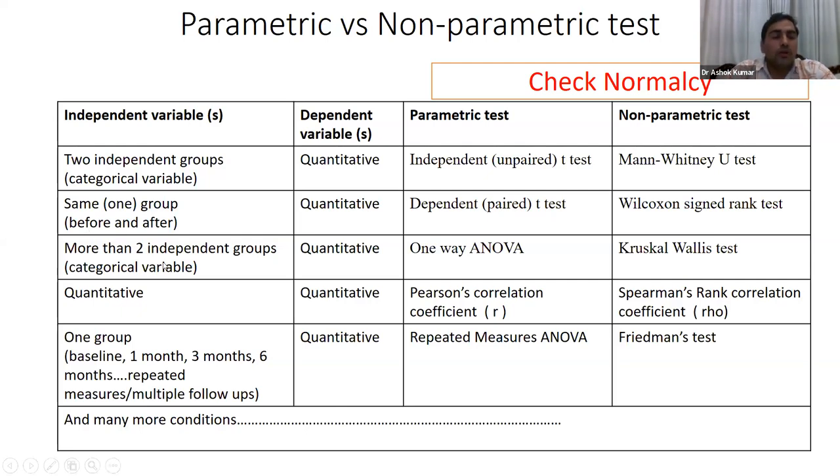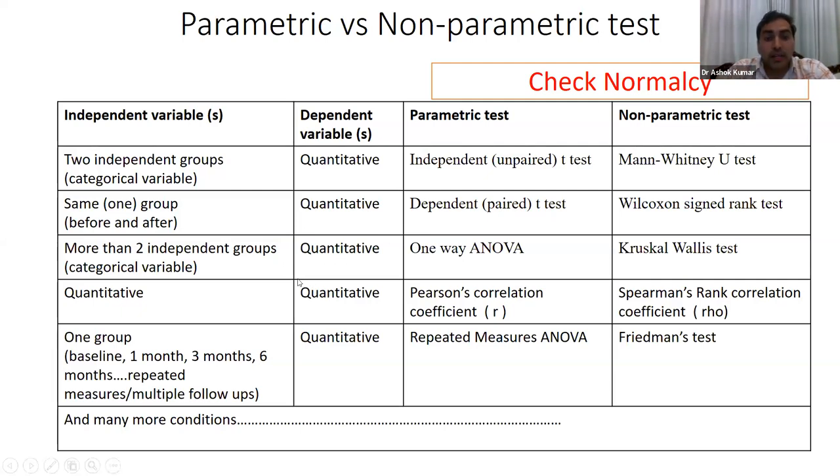Now, third condition, more than two independent groups. For example, one control group, number two group is only diet therapy. Number third group is diet and yoga therapy. 100% in control group, 100% in diet group, 100% in diet and yoga group. You can imagine like another scenario, okay?